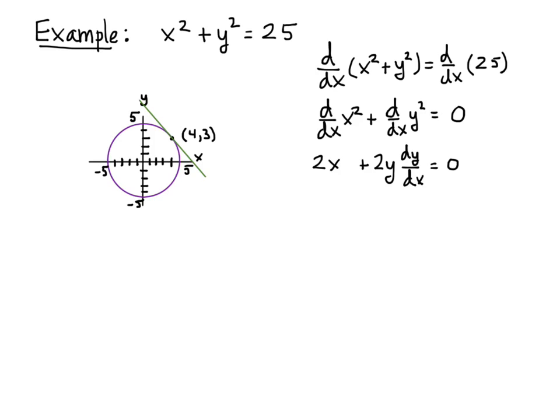Now, what I want to really find though is the derivative of y with respect to x, and so I'm going to solve for that. I'll subtract 2x from both sides, and divide both sides by 2, and then divide both sides by y, and so I get my derivative is going to be the ratio between x, which in this case is 4, and y, which is 3. So I can find the slope of this line right here. The slope of this line is -4/3.